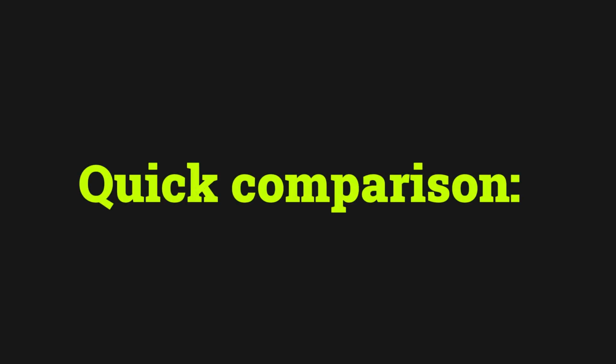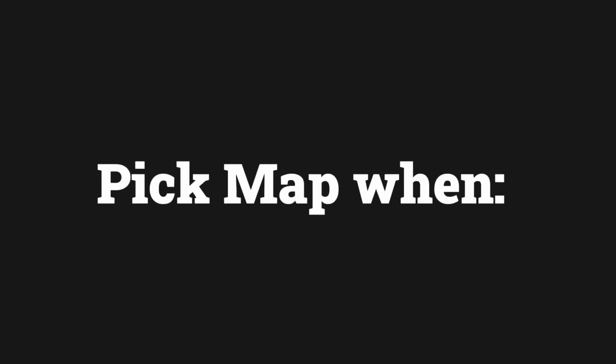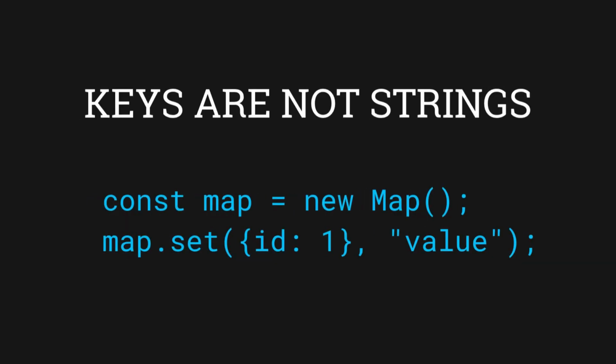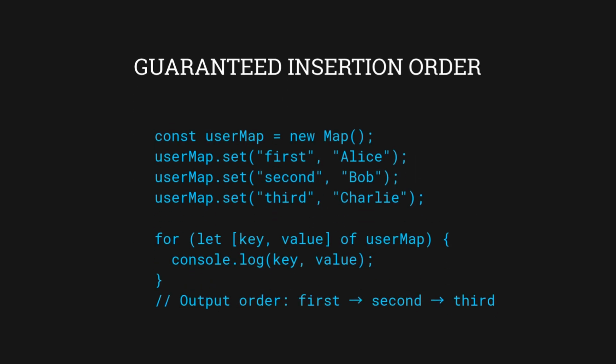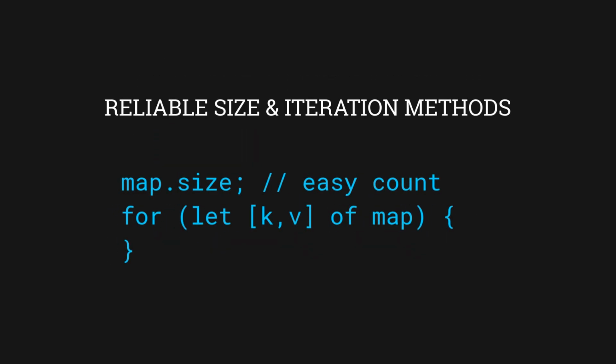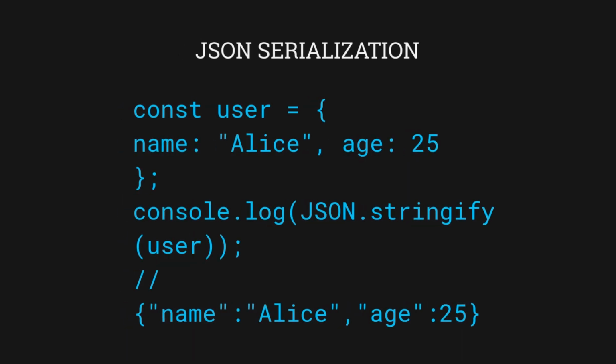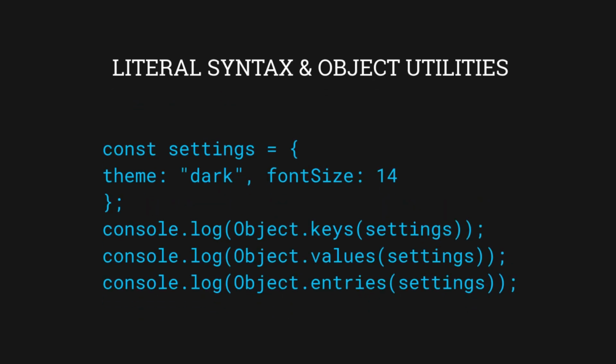Quick comparison: Map versus plain object. Know when to choose Map. Pick Map when keys are not strings, like objects or functions. You want guaranteed insertion order. You need reliable .size and iteration methods. Use a plain object when you work with JSON-like data that will be serialized. You want simple literal syntax and object utilities.